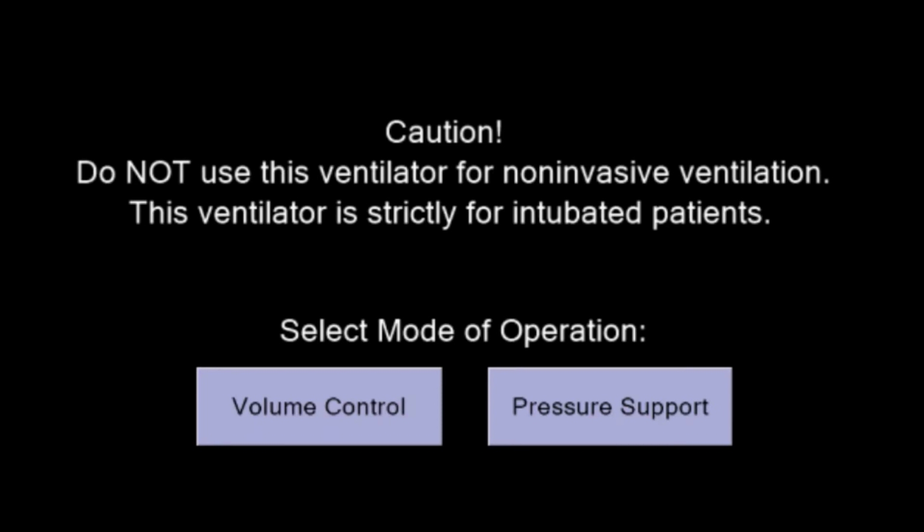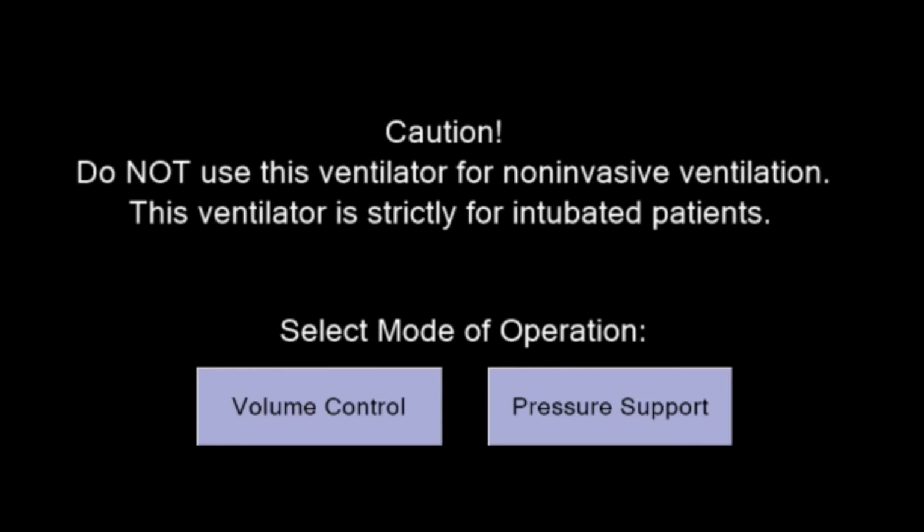After all of the checks are completed, the user is able to select the mode of operation that is needed for the patient. They have the ability to choose either volume control mode or pressure support mode. After choosing the mode, the user will then be directed to the corresponding screen to put in the parameter values.